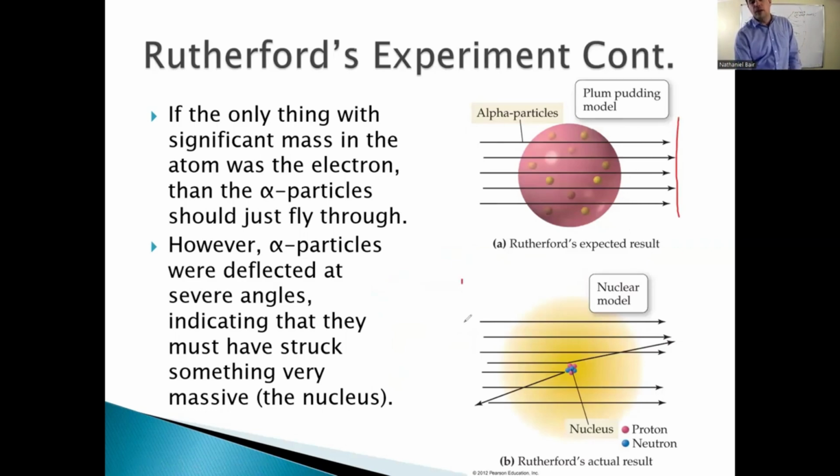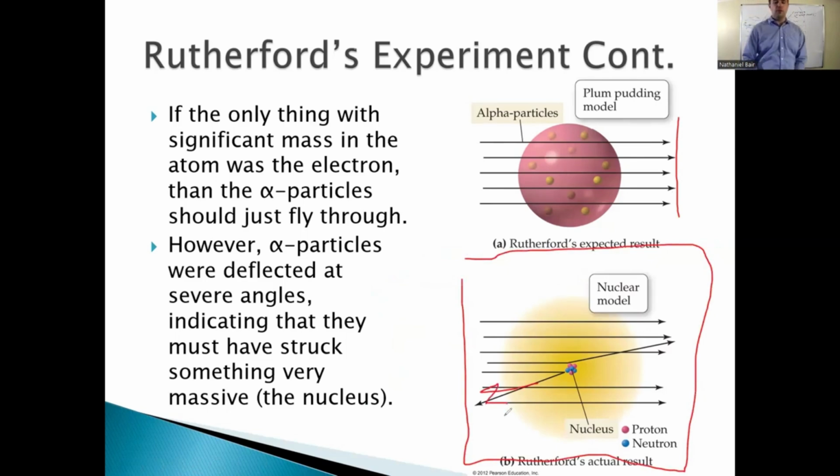That's not what happened. So Rutherford came up with the nuclear model to explain the deflections and the bouncing back of the alpha particles. Big deal. A lot of times on the test, I'll ask you to explain how the gold foil experiment disproved the plum pudding model and came up with a nuclear model. So make sure you know that experiment inside and out.